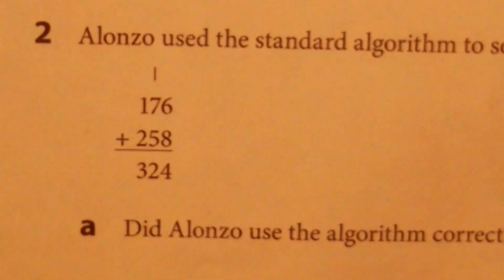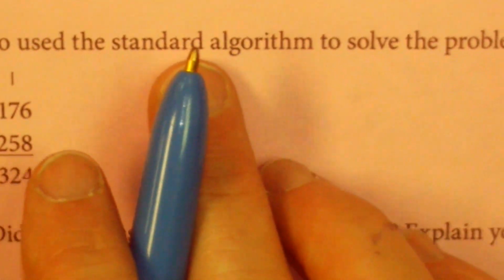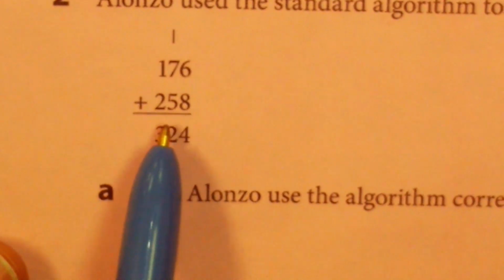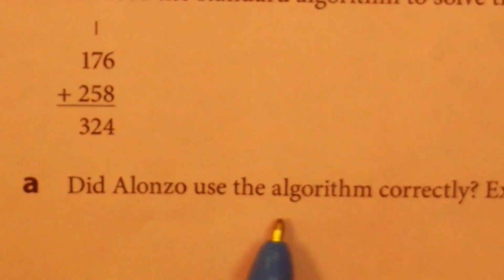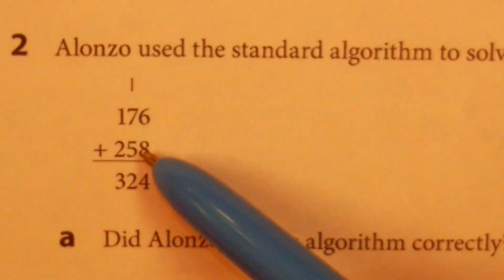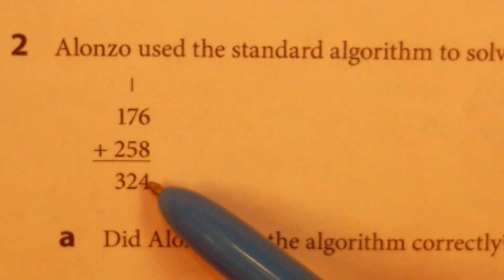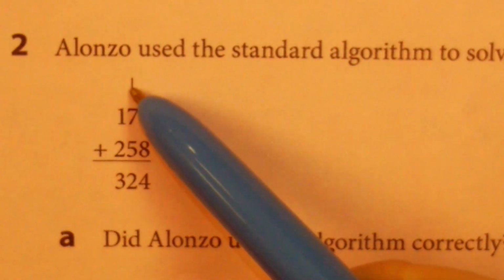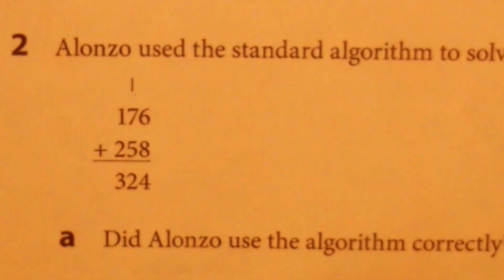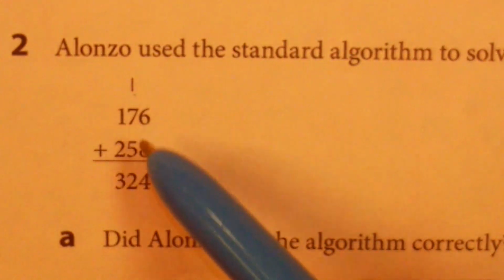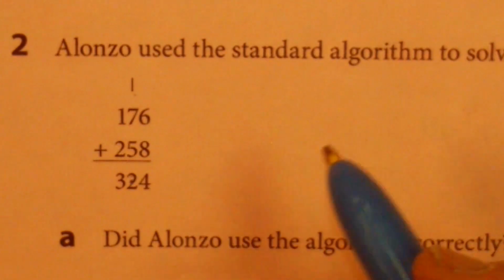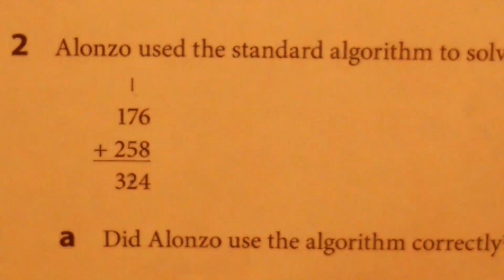Okay? In this next question it says, Alonzo used the standard algorithm to solve the problem below. Okay? So this is what he did. And I'm supposed to answer a couple questions about it. Did Alonzo use the algorithm correctly? Explain your answer. So let's see. What is 8 plus 6? 8 plus 6 is 14. Did he carry the 1? Yes, he did. What is 7 plus 1? That's 8. 8 plus 5 is what? 13. Oh, but he wrote a 2. Interesting.